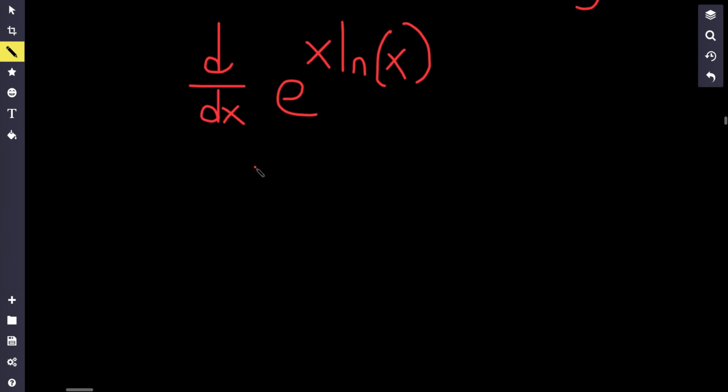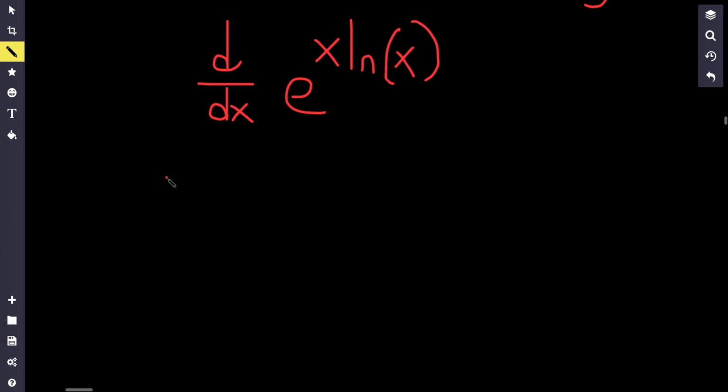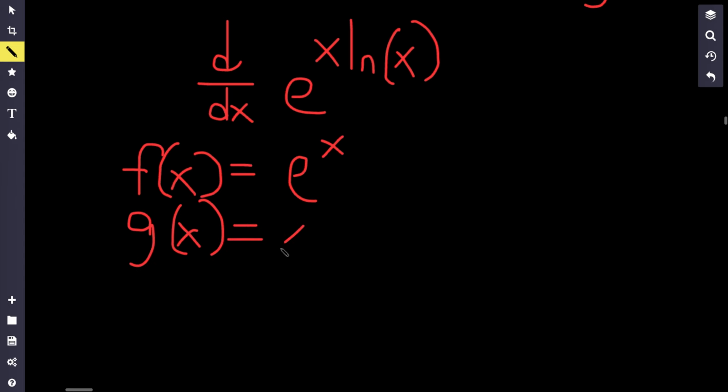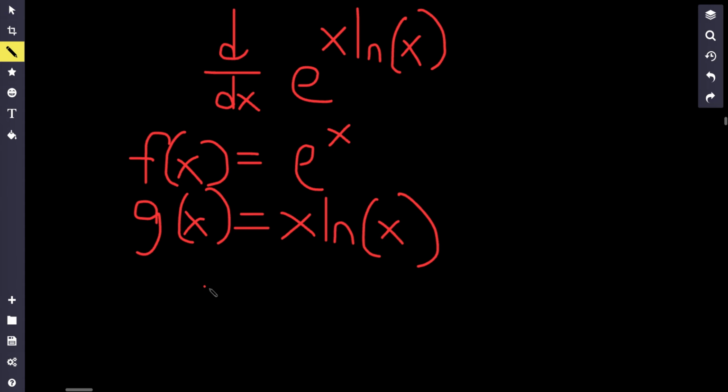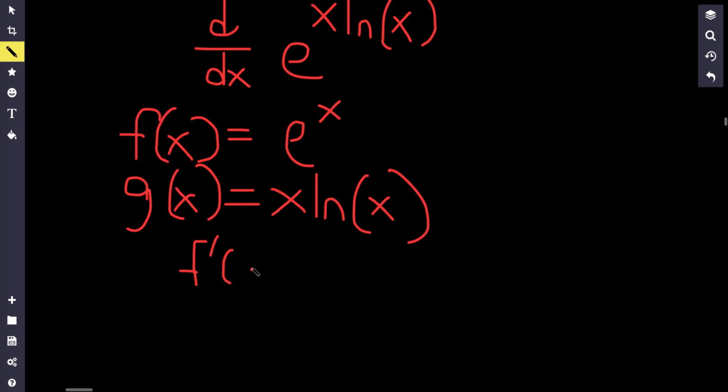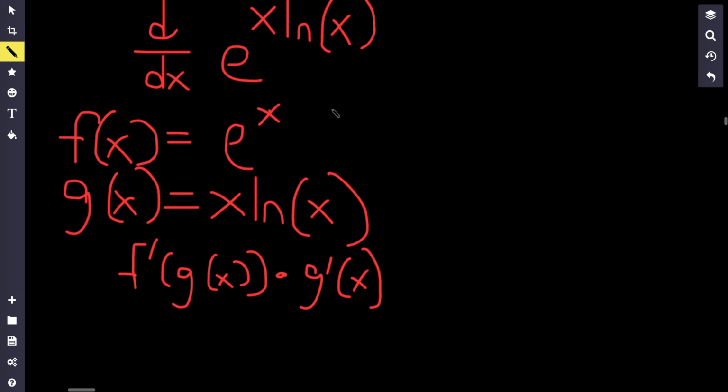Now, notice how this is a composite function, right? You can think about the outside function as e to the x, and the inside function as x ln x. So now this is a composite function. It's a function inside of a function, meaning that you can use the chain rule now. So remember the chain rule? You have f prime of g of x multiplied by g prime of x. So in this case, what's the derivative of e to the x? That's just going to be e to the x, right? It is its own derivative.